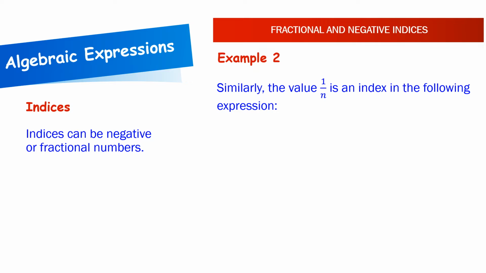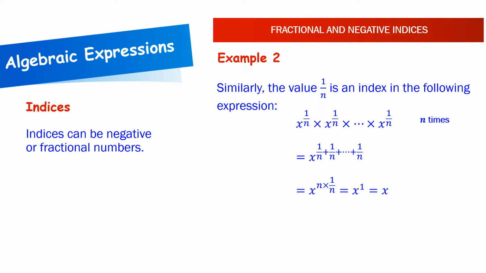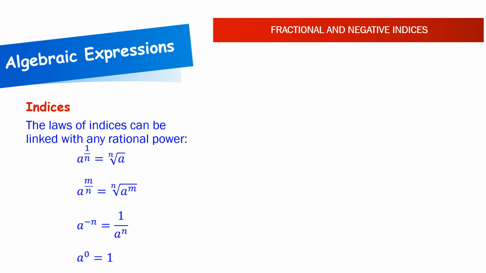Similarly, the value 1 over n is an index in the following expression. X to the 1 over n, n times, multiplied by one another. This equals x to the power 1 over n, added n times, which equals x to the power 1, which is of course x. The laws of indices can be linked with any rational power. The key laws have been highlighted on your screen.